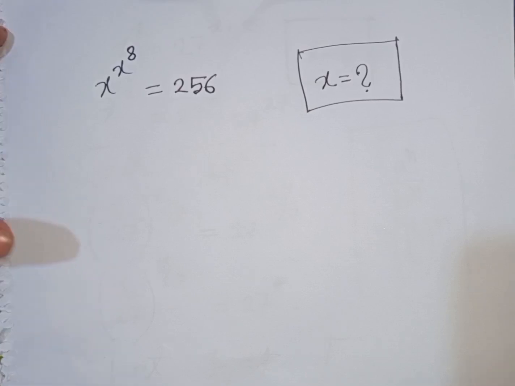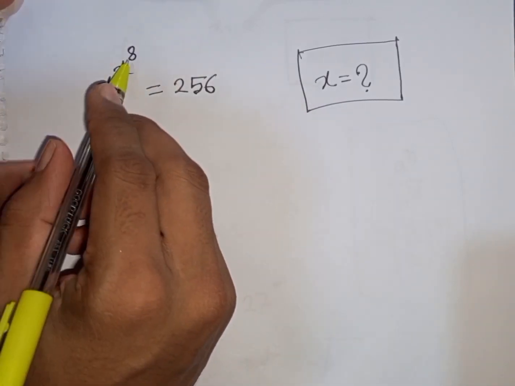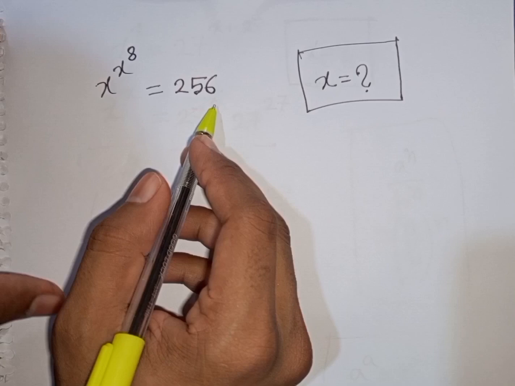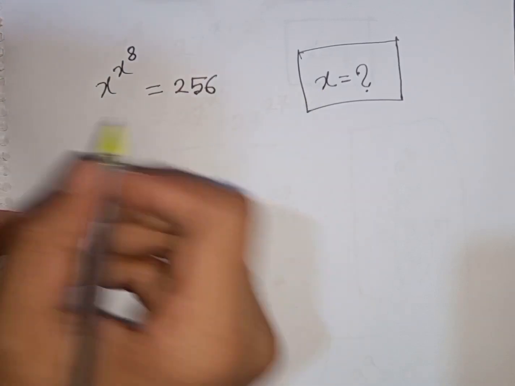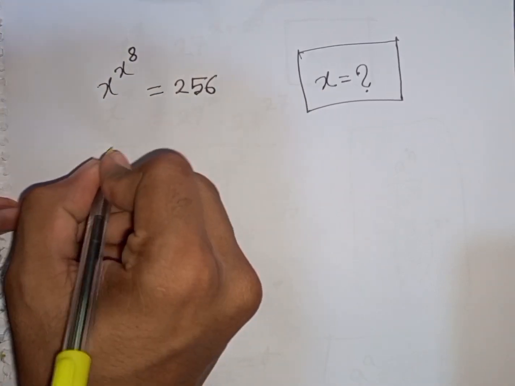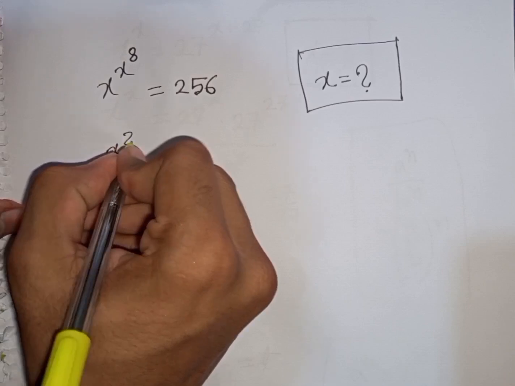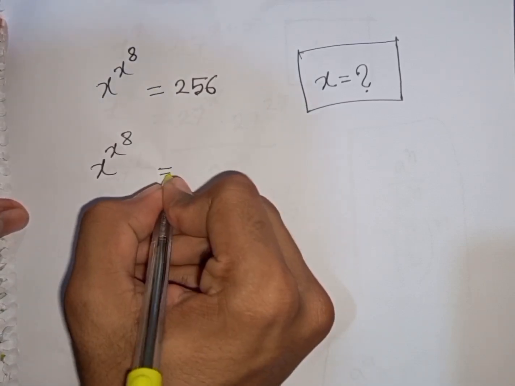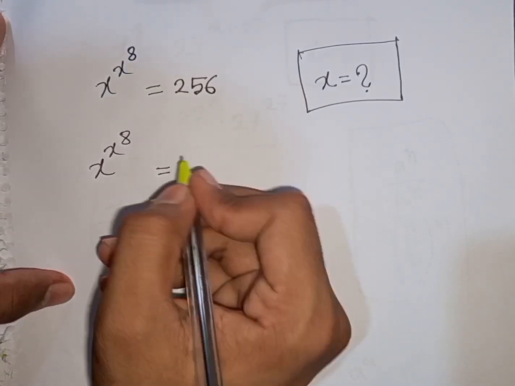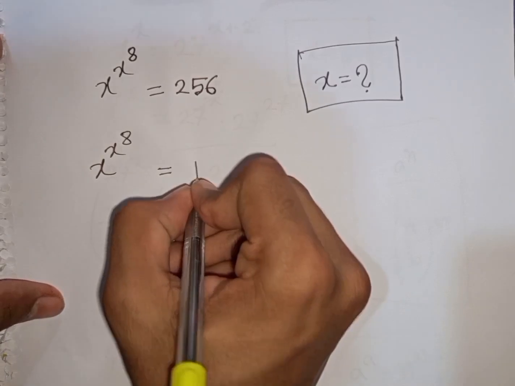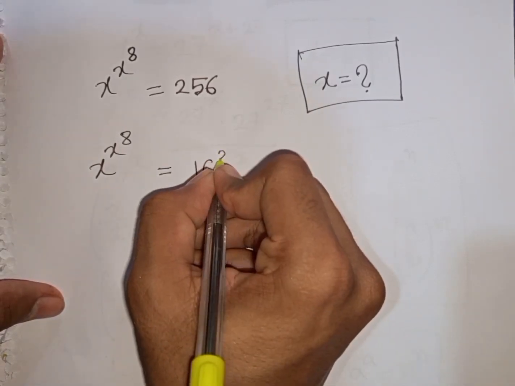How to solve x^8 = 256. Find the value of x. So we have x^8 = 256, which can be written as 16^2.